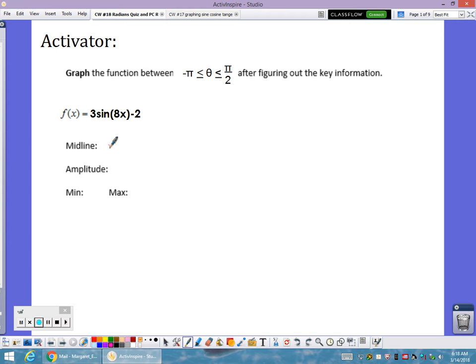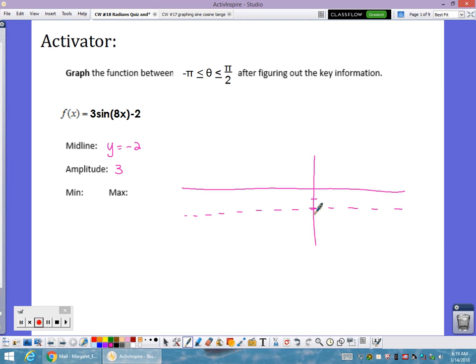All right, midline, y equals -2, right? Our amplitude is 3. The max and min, we're going to go from the midline. Let's see, I need to go from -pi to pi over 2. Okay, so I've got more on the left than I have on the right, so I'm just going to go like that. I need midline at -2. 1, 2. This is my midline.